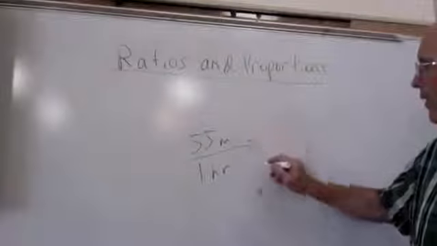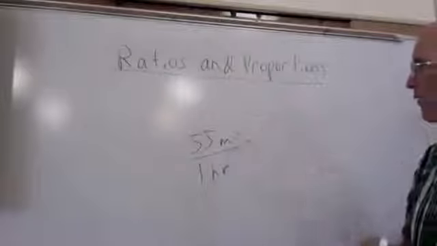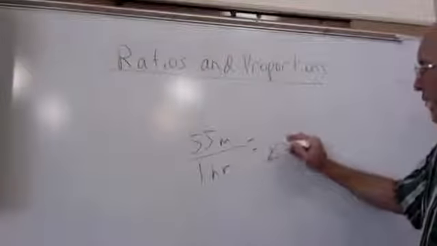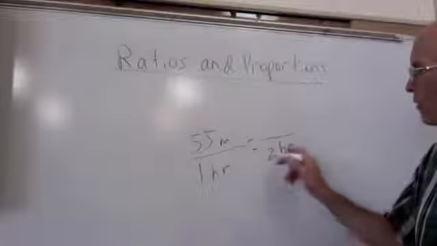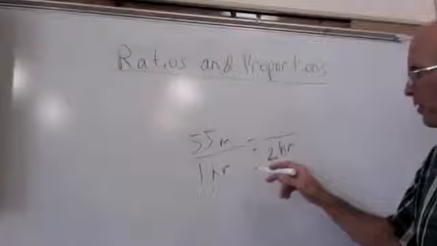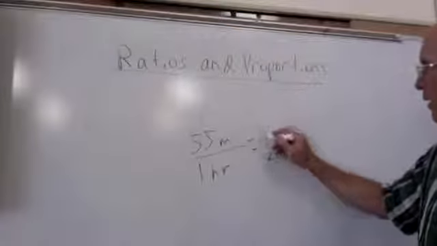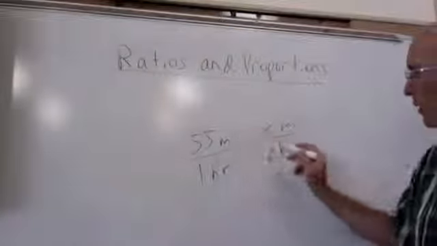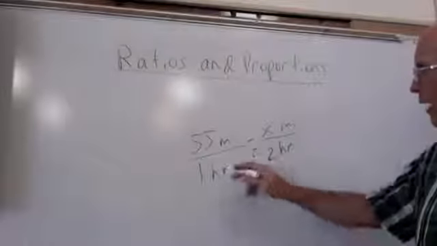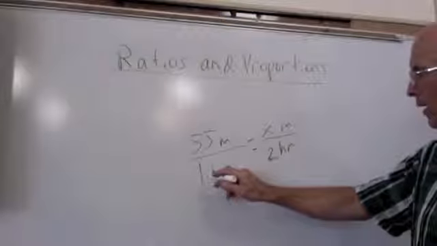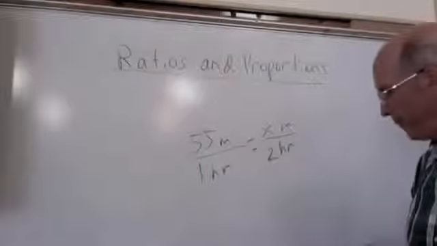And then if I want to make a proportion out of it, and I said, okay, let's say you're going for 2 hours, well, how many miles would you go? You can see probably just in your head, but you know that this times this is 110. So, and then divided by 1, it's going to be 110.